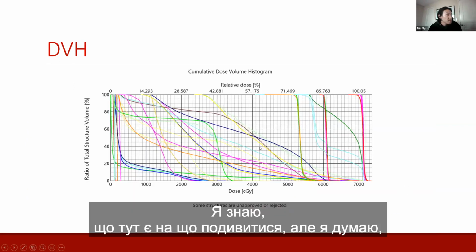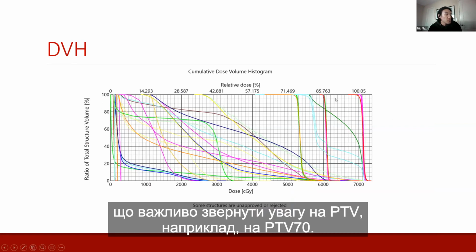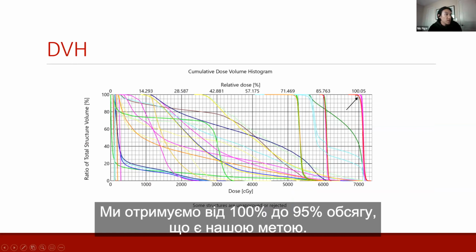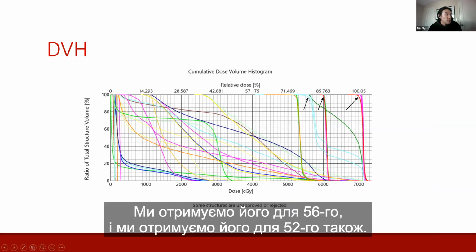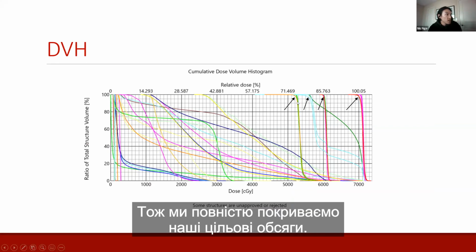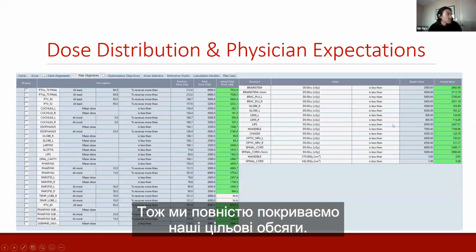And here's a dose volume histogram. I know there's a lot to look at, but I think the important thing is to look at the PTVs, like the PTV 70 here. We're getting 100% to 95% of the volume, which is the goal. We're getting 100% of the prescription for the 60. We're getting it for the 56, and we're getting it for the 52 as well. So we're fully covering our target volumes.